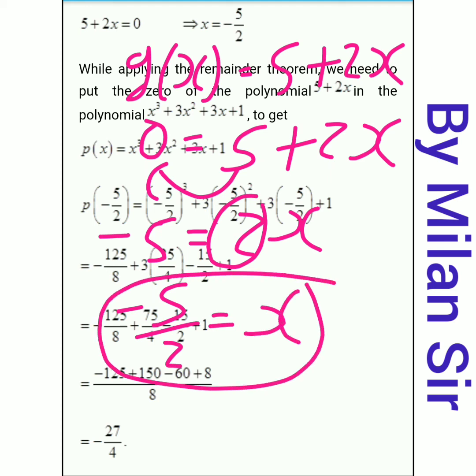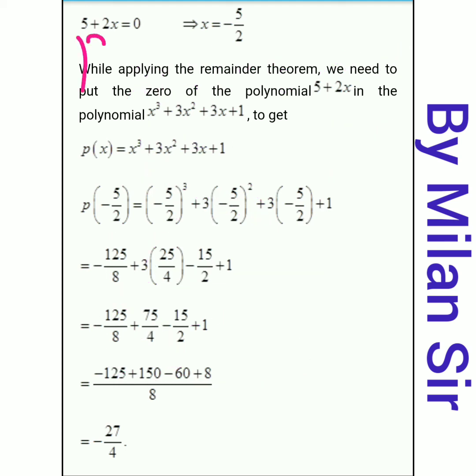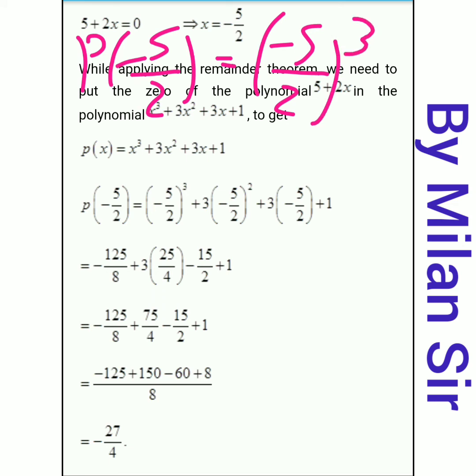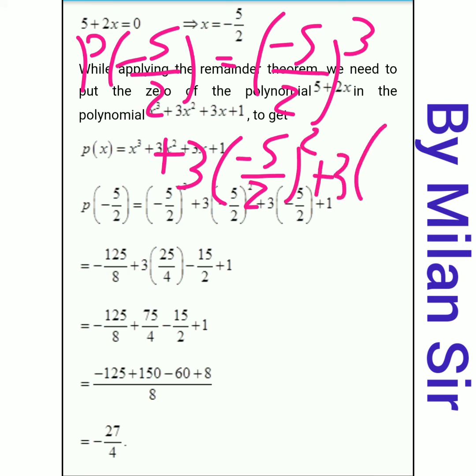So we need to put this value in our P of x. So P of minus 5 by 2. First of all, x cube. So in place of x, minus 5 by 2 cube. Then 3x square, so 3 into minus 5 by 2 all square. Plus 3x, so 3 into minus 5 by 2, and plus 1 as it is.